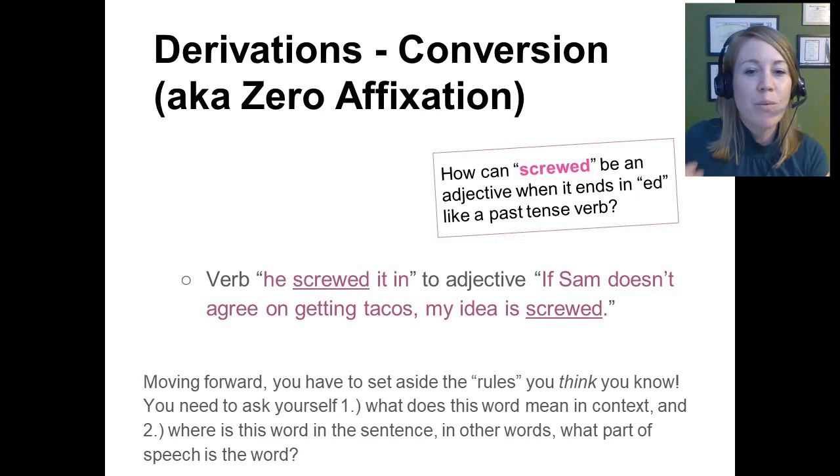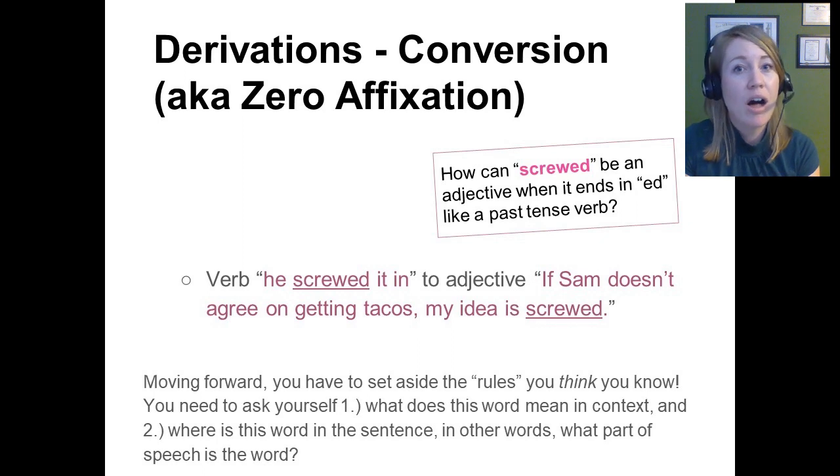Moving forward, I want you to set aside some of the rules that you think you know. So you look at the word screwed, right? And I propose the question to you, how can screwed be an adjective when it ends in ed, like a past tense verb, right? We add ed to a lot of words to make it past tense. Jump, jumped. Call, called. There's quite a few verbs out there. I'm running short on examples, but you know how it works. You add ed to make things past tense all the time.